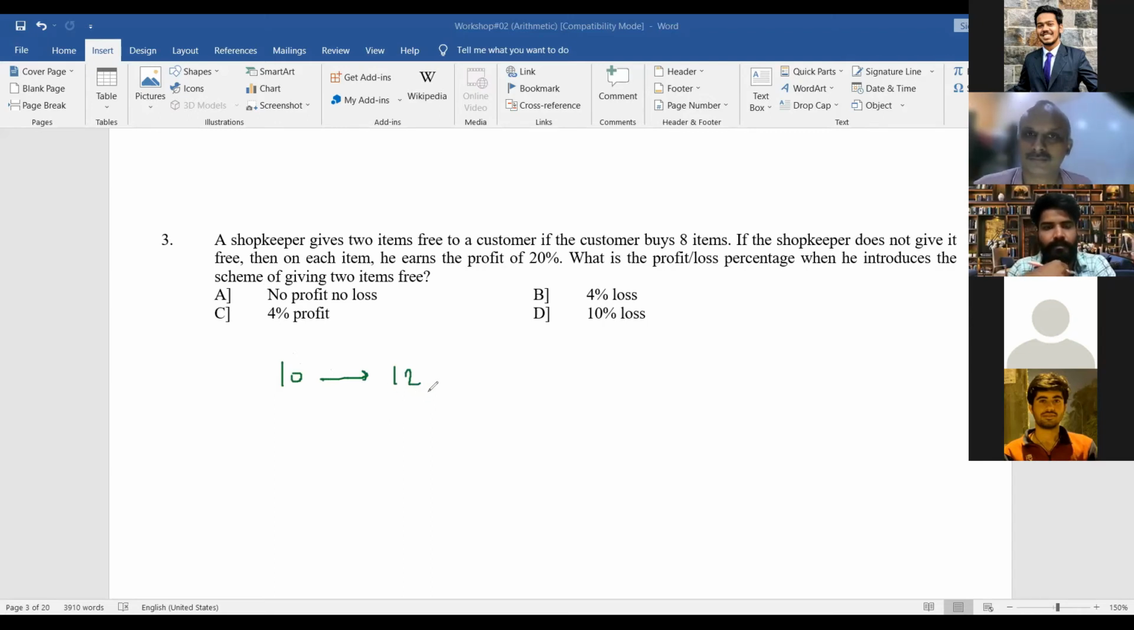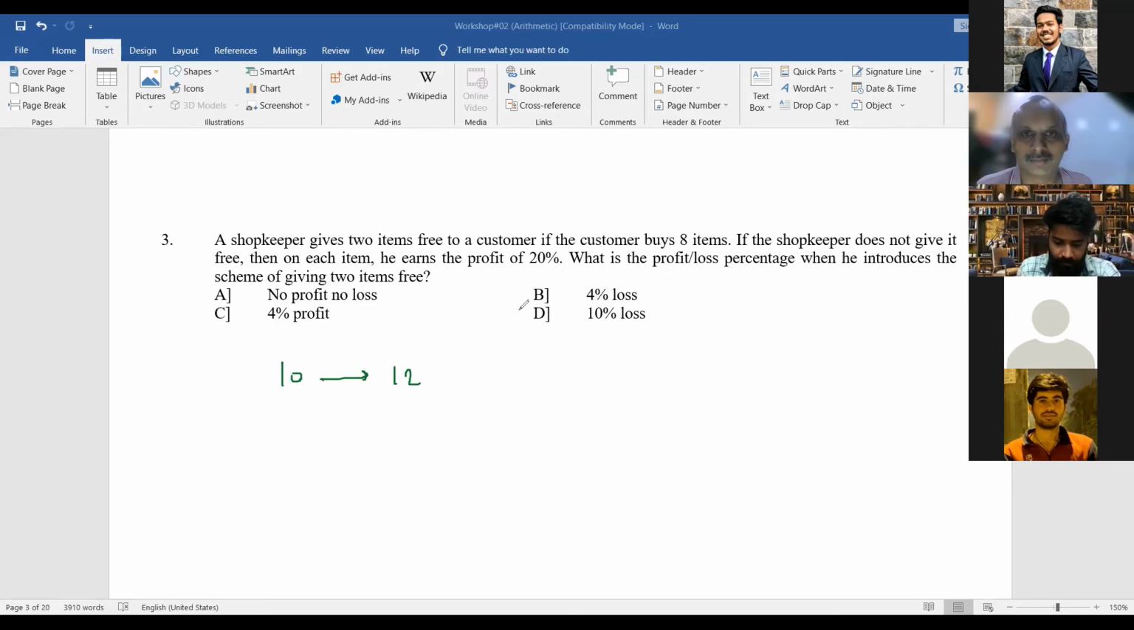Then he's giving 10 items and receiving the value of the selling price for 8 only, because 2 are given for free. I mean, he's giving 2 items for free. Right. So basically, वो cost plus 8 items का वापस मिल रहा है उसे.